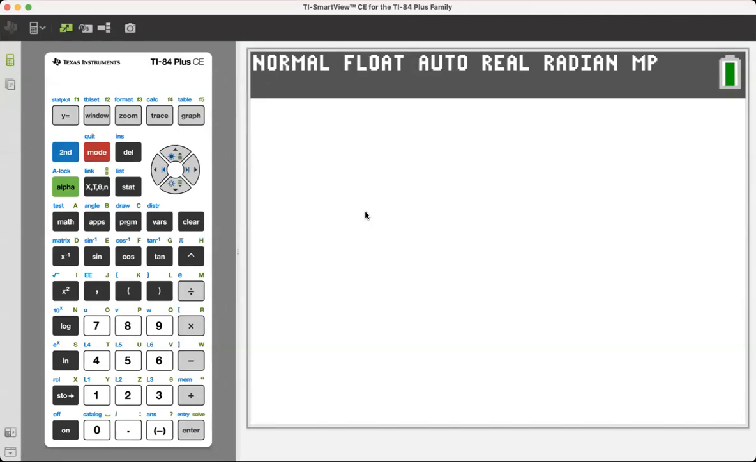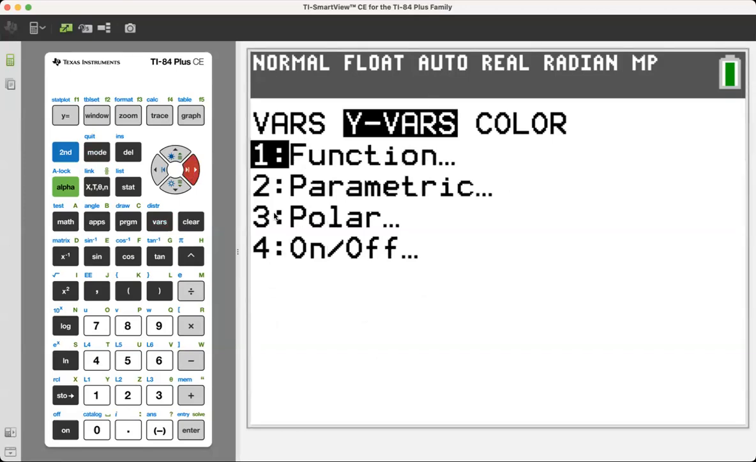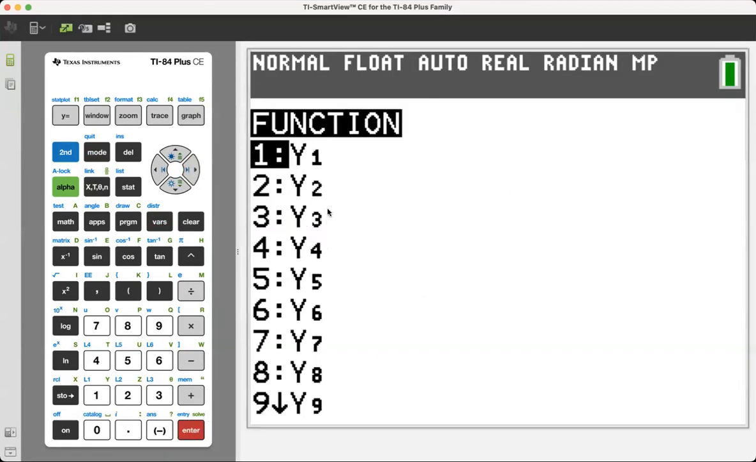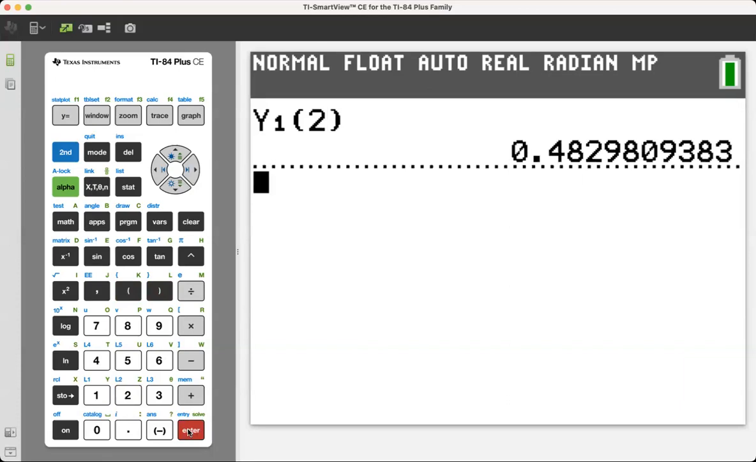There are several ways to recall it. The way I'm most comfortable with is hitting vars, arrowing over to Y-vars, and selecting function, enter, and I do want Y1, enter. So that's the velocity function. To evaluate it at time equals 2, I put in parentheses 2 and evaluate it, and there it is. The velocity is 0.4829, and we do not have units here. This problem was not that specific. It could be meters per second or inches per minute or anything. So that is the velocity.